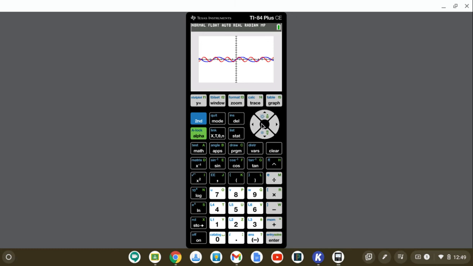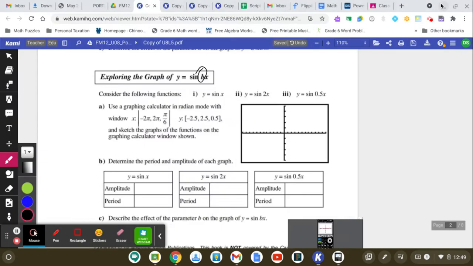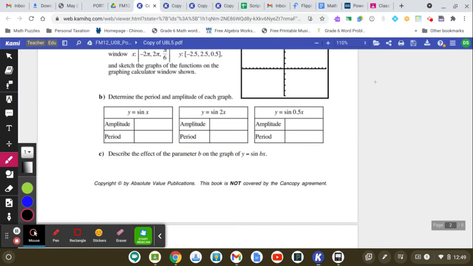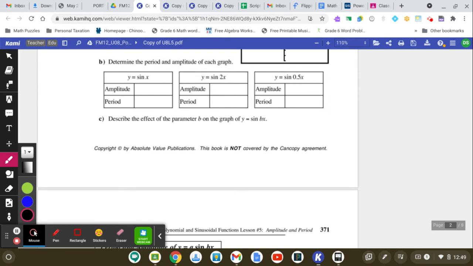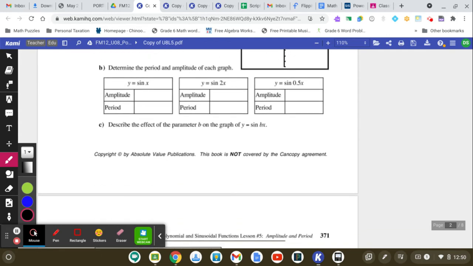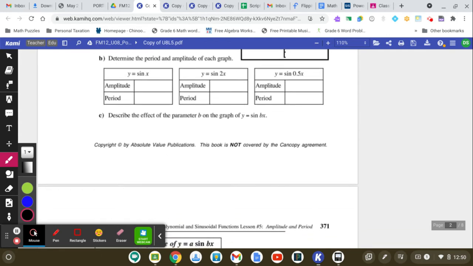So, okay, come with me. In your book, in the very bottom box on page 370, there is a little chart that we're going to put in there. It says y equals sine x. Are you with me on the chart?